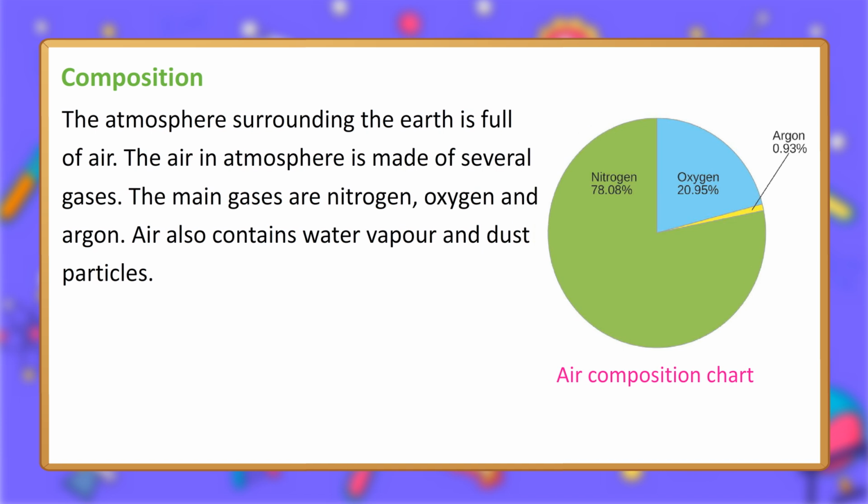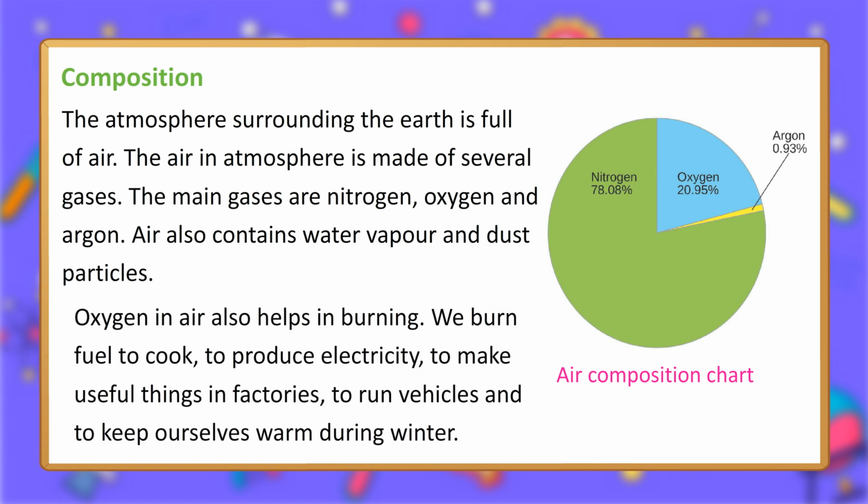Composition. The atmosphere surrounding the Earth is full of air. The air in atmosphere is made of several gases. The main gases are nitrogen, oxygen and argon. Air also contains water vapor and dust particles.